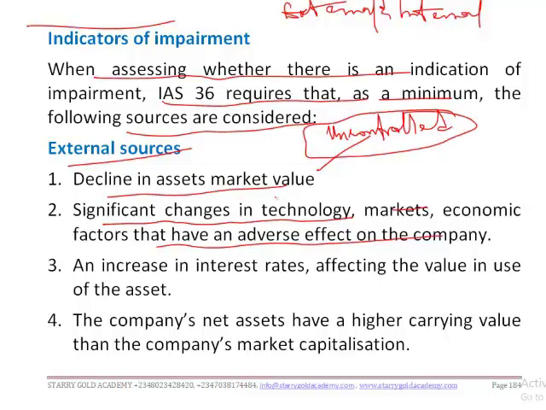So there is a decline in the asset market value. There are also changes in technology, changes in markets, consumer choices, and the likes. So economic factors that have an adverse effect on the company, are we together. Also, an increase in interest rates affects the value in use of the asset. If there is an increase in interest rates in the economy, that will affect the value in use of the assets, because it affects the future cash flow estimates. When discounting them to present value, it reduces the amount. You can compare a discount of 10% with that of 20%. The present value for a discount of 10% on the same future cash flows will be greater than the present value at a 20% interest rate.